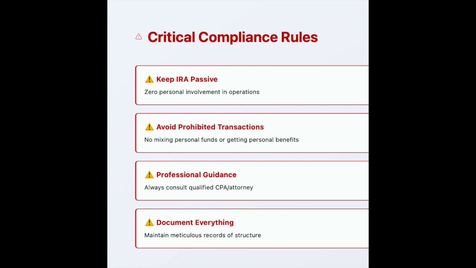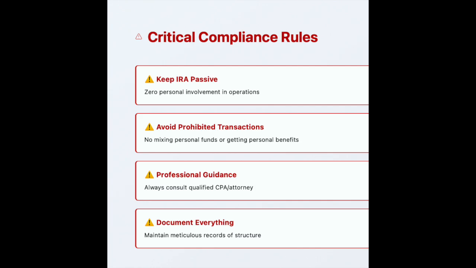Two really crucial points the source hammers home. First, always consult a qualified CPA or attorney, someone who really knows self-directed IRAs and UBTI before you do anything. This stuff is complex. Don't DIY the tax strategy. Definitely not. And second, document everything. Keep meticulous records: operating agreements for JVs, leases, management contracts, anything that proves to the IRS how the deal is structured and that the IRA is passive. Professional advice and a solid paper trail.